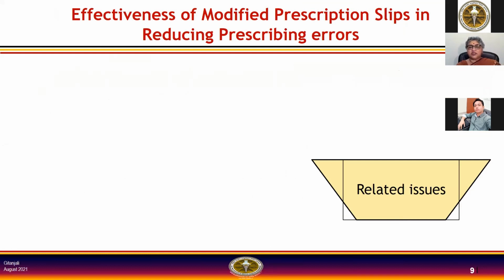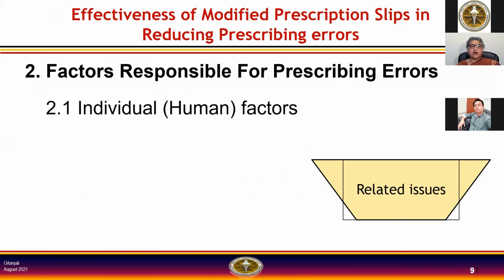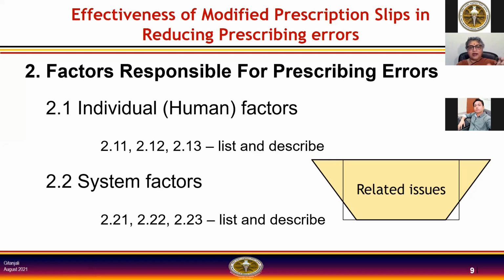If we are looking at related issues, I said related issues are usually the factors responsible for prescribing errors. So you can talk about individual factors, human factors. And under this theme of individual human factors, you will have many sub-themes. You can list what the factors are, you can describe them, you can write about the etiology and etiopathogenesis, you can write about the epidemiology and so on. Similarly, the system factors, you can list and you can describe. So this is what I meant, that under each head, you will have themes and you will have sub-themes.